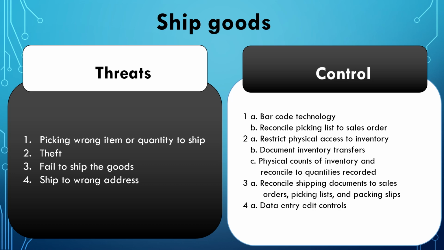3. Reconciling shipment documents to sales order, packing list, and packing slip. 4. Data entry edit control. So number 4 is mainly the IT control, as well as the barcode technology.